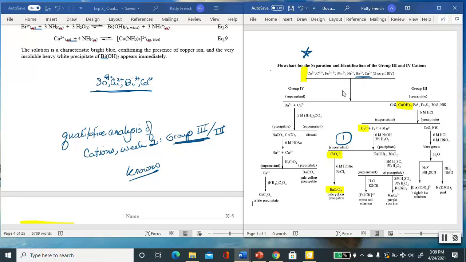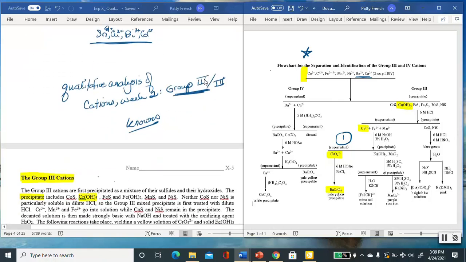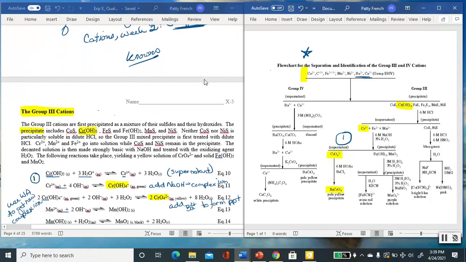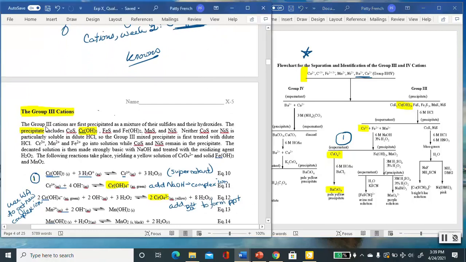And when we make this a little bit basic, we're going to be able to precipitate the group 3 cations. And we're going to have a mixture of sulfides and hydroxides. And if you look over here at the flow chart again, you'll see that you're getting cobalt sulfide, chromium hydroxide, iron 2 sulfide, iron 3 sulfide, manganese sulfide, and nickel sulfide.